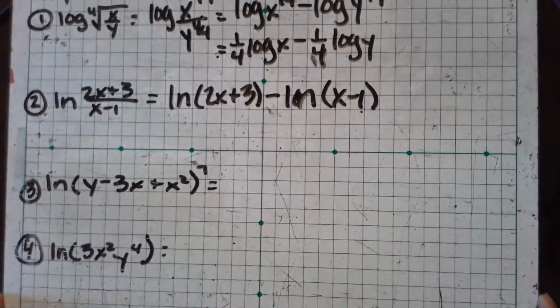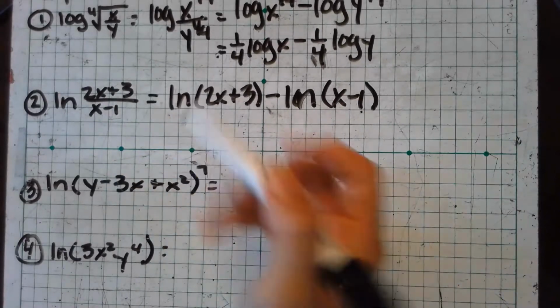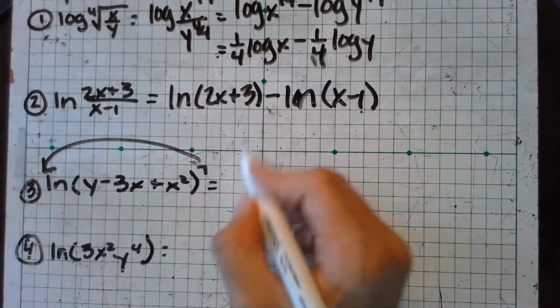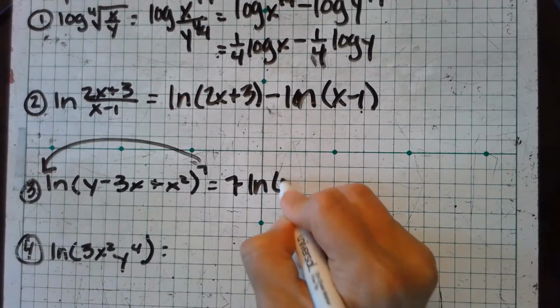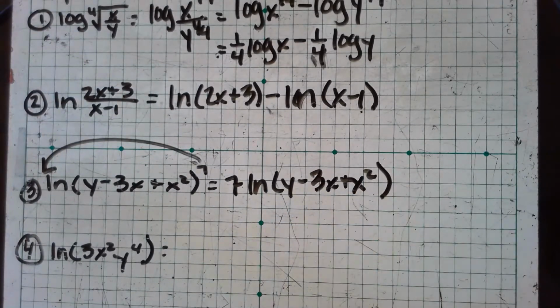All right, now when I look at number 3, I see a minus and a plus. I can't do anything here. The only thing I can do is bring that 7 out in front. And then I have to just leave it like that.